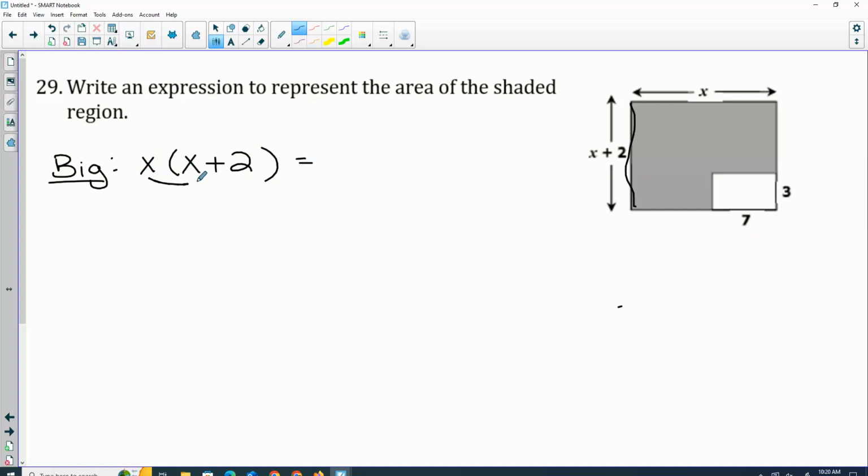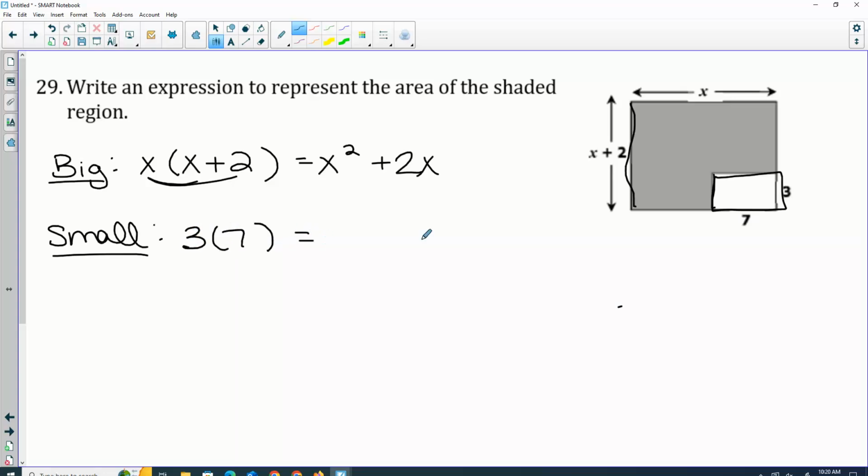So if you do that, you distribute. X times x is x squared. X times 2 is 2x. Now we need to know how much we are cutting out of the corner. So you look at this small rectangle. That's the amount you're going to cut away. Area is length times width. So 3 times 7 is? 21.